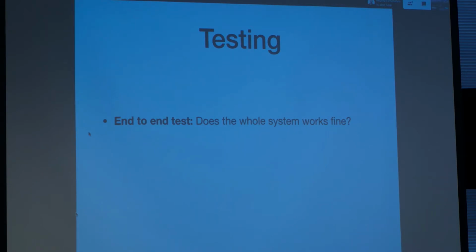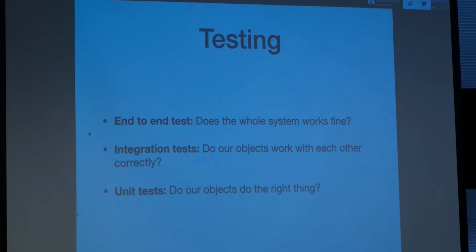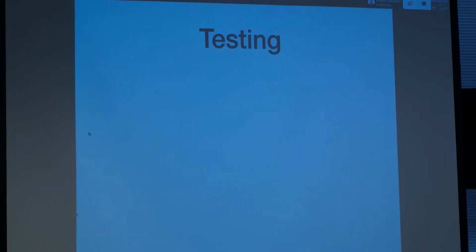So now we have three categories of testing that answer three different questions. End-to-end tests answer: does the whole system work fine? Integration tests: do our objects work with each other correctly? And finally, unit tests: do our objects do the right thing or not? You cannot depend on end-to-end tests only, because end-to-end tests are very slow. Integration tests are fast. Unit tests are very fast. So you have to depend on a combination of end-to-end tests, integration tests, and unit tests.